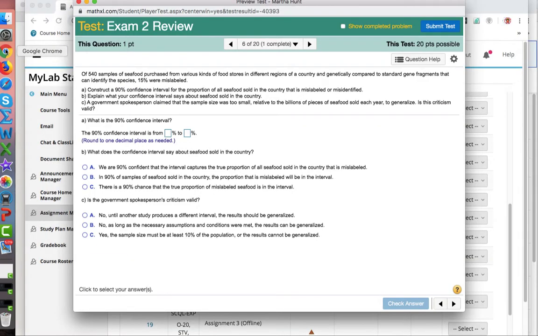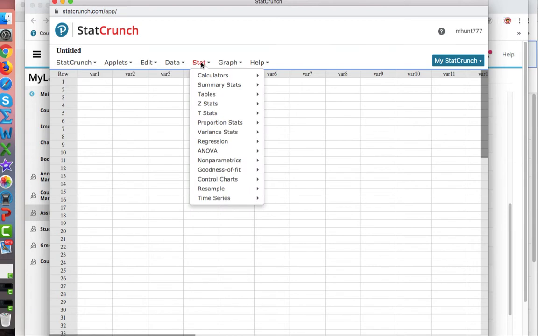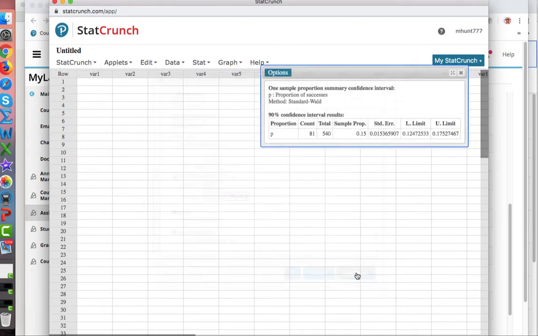So we're going to go back to our problem, pick up StatCrunch, and we're going to go to Stat, Proportion, One Sample with Summary. 81 out of 540 were mislabeled. And I jot down, because I forget stuff a lot, that we want a 90% confidence interval, and we're going to compute. We're going to look at our boundary values and realize that they want things accurate to one decimal place, and they want it in percent form.